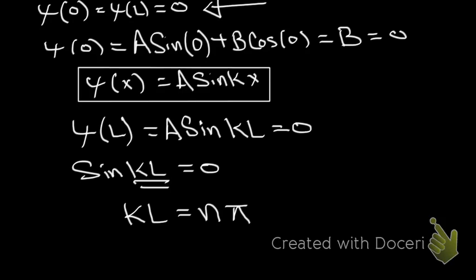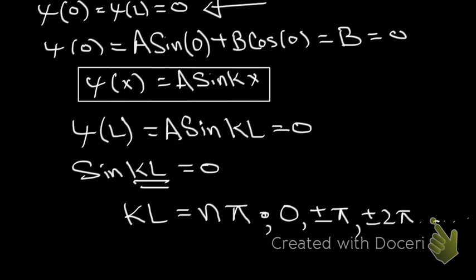So it can be, say, 0 times pi, so that's 0. It can be plus 1 times pi or minus 1 times pi, so plus minus pi. And likewise plus 2 times pi or minus 2 times pi, so plus minus 2 pi, and so on. You get the pattern.